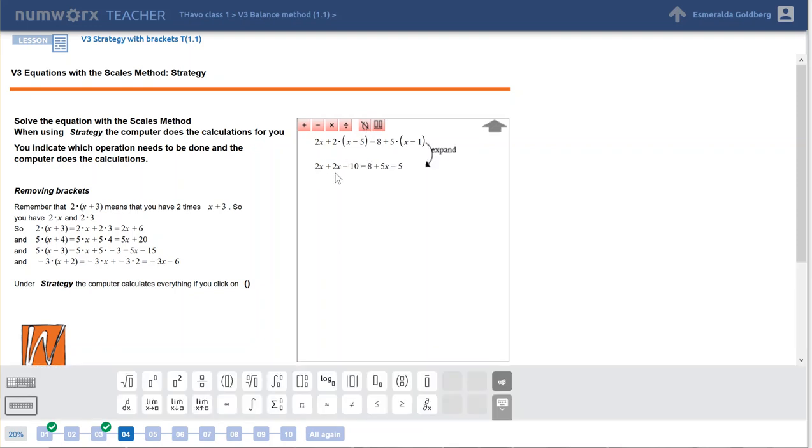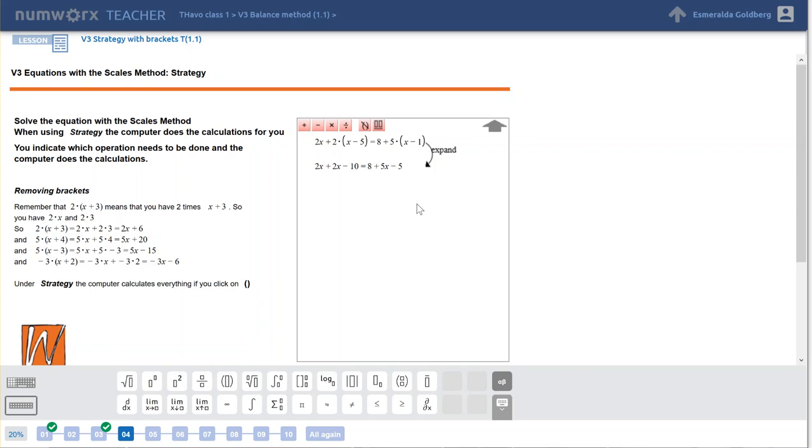So we get 2x, which comes from this one, and again plus 2x, which comes from the first multiplication of removing the brackets, and minus 10 comes from 2 times minus 5, that's the left-hand side. On the right-hand side, 8 comes from just copying that 8 down, and then 5 times x is this one, and 5 times minus 1 becomes minus 5.